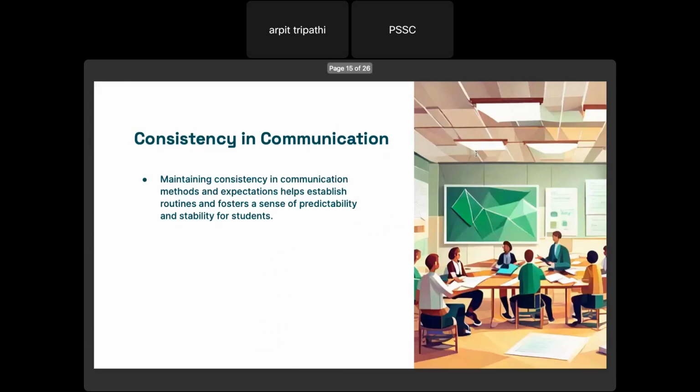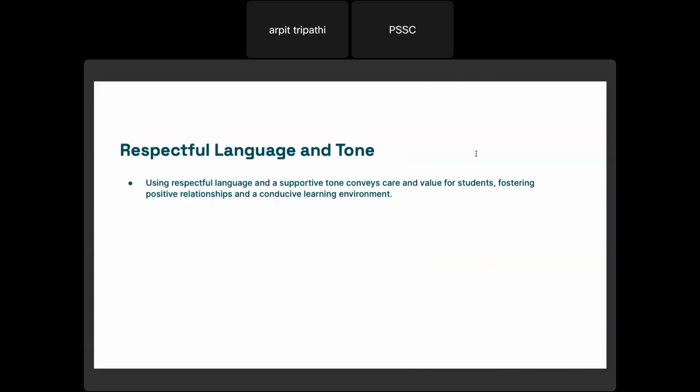Next is consistency in communication. What you say, you adhere to that, you maintain that. Maintaining consistency in communication methods and expectations helps establish routines and fosters a sense of predictability and stability for students. Respectful language and tone: using respectful language and a supportive tone conveys care and value for students, fostering positive relationships and a conducive learning environment, of course, for sure.